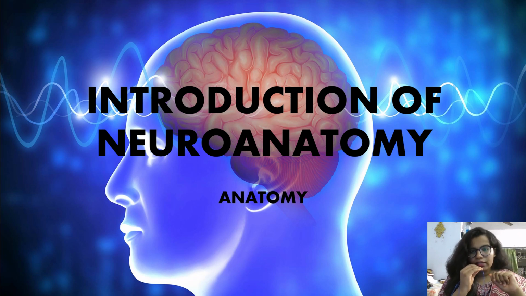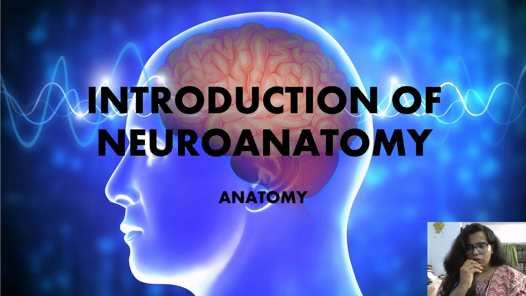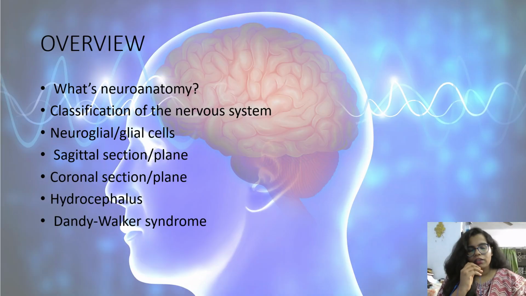The main importance of this is to understand the pathology of a disease, you need to know which part or which portion, or what is the anatomy or the structure that's getting affected. So this will help you not only in your first year but also in your upcoming years of medicine and also in your medical practice. So let's dive into our agenda today. We'll be dealing with what's neuroanatomy, what's the classification of the nervous system, what are the neuroglial cells or the glial cells, the sagittal section of the brain and the coronal section, a bit about hydrocephalus and Dandy Walker syndrome.